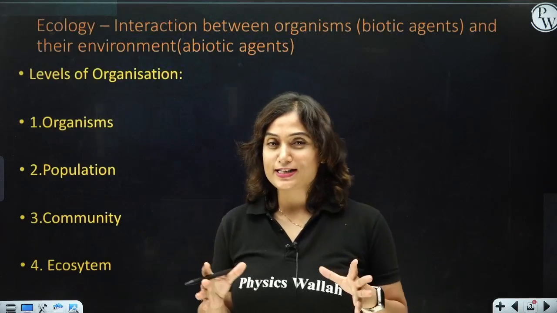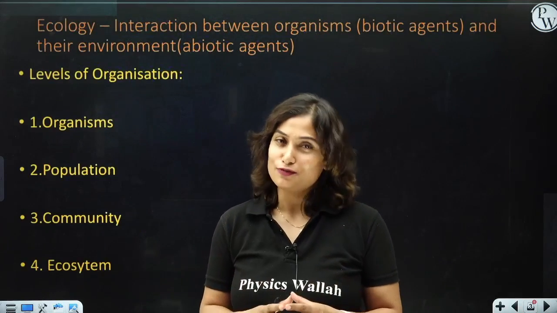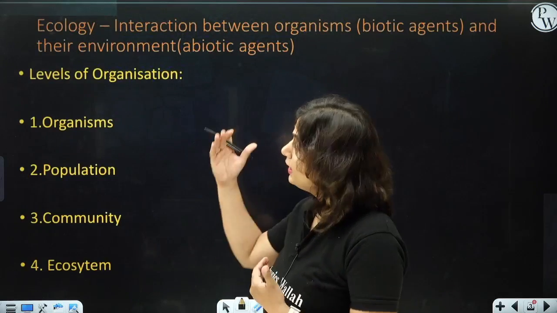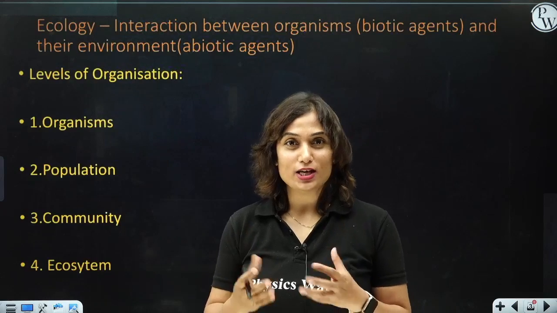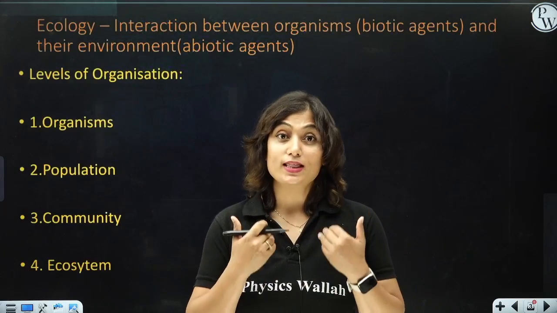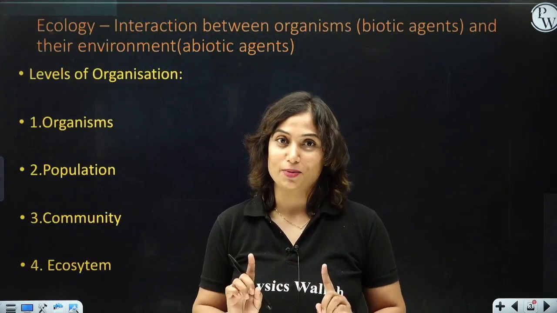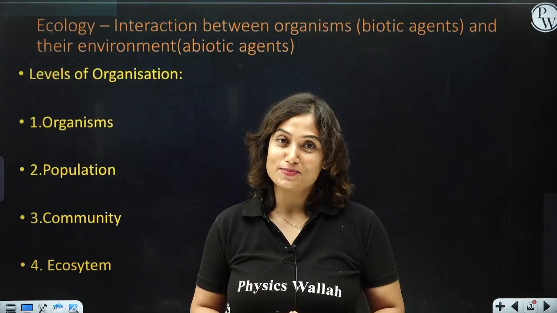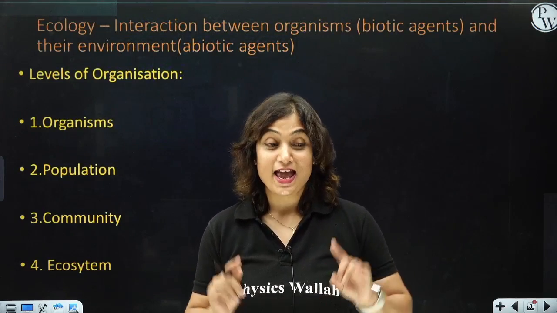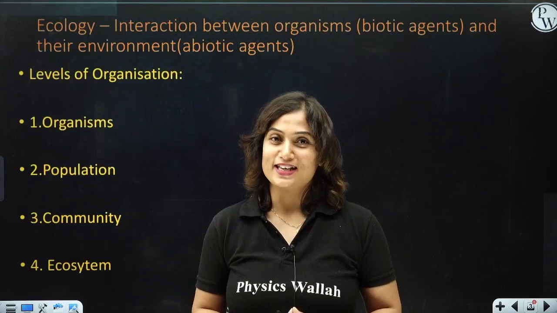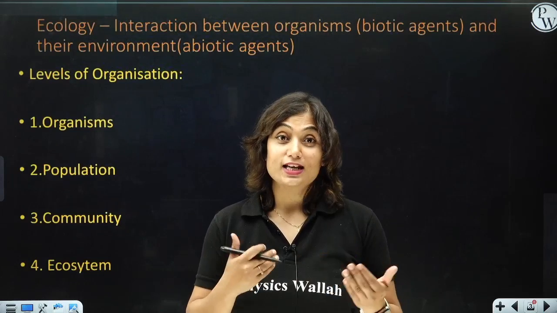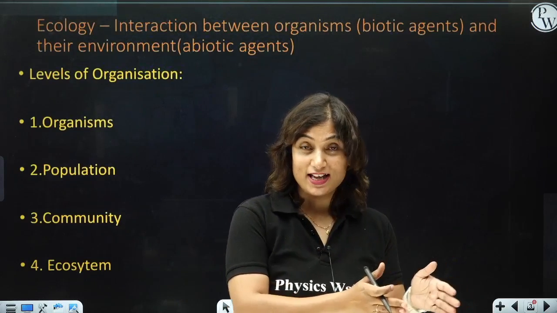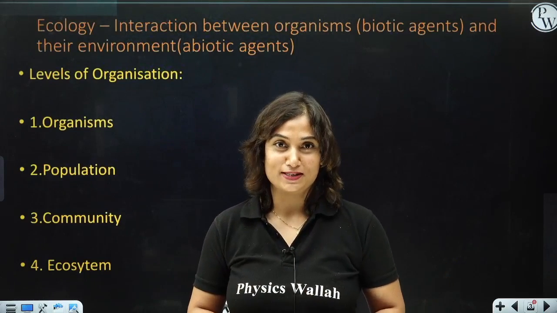Before understanding this chapter, let's first understand what ecology is. We all know that ecology is the interaction between the organism and their environment. The organisms are the biotic components and the surrounding environment is the abiotic component. So basically, ecology is the interaction between the biotic and the abiotic components.